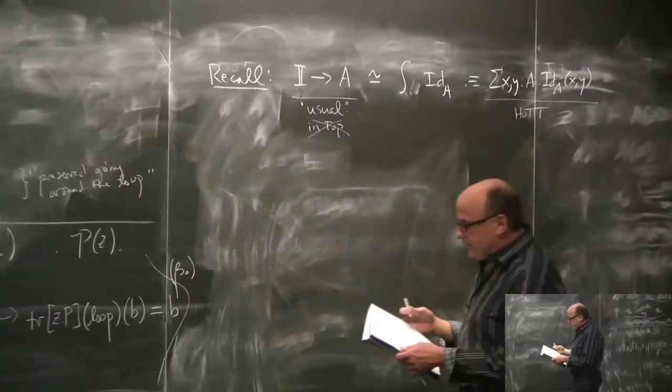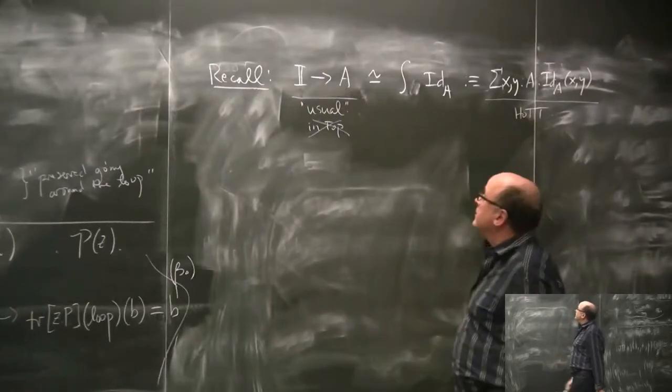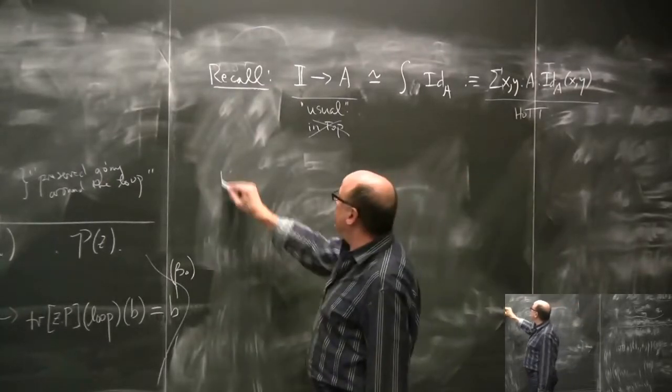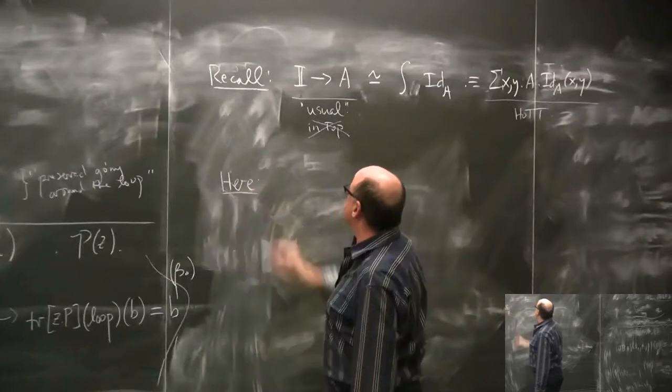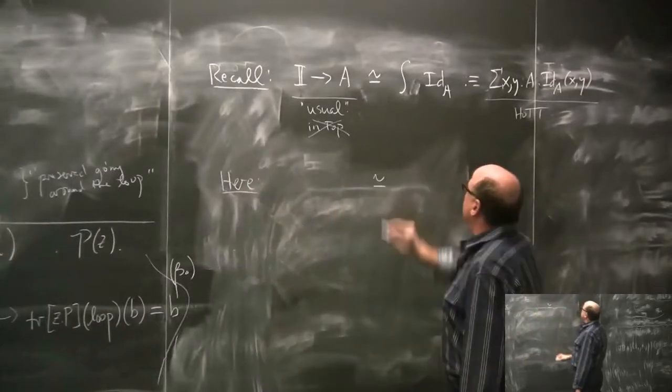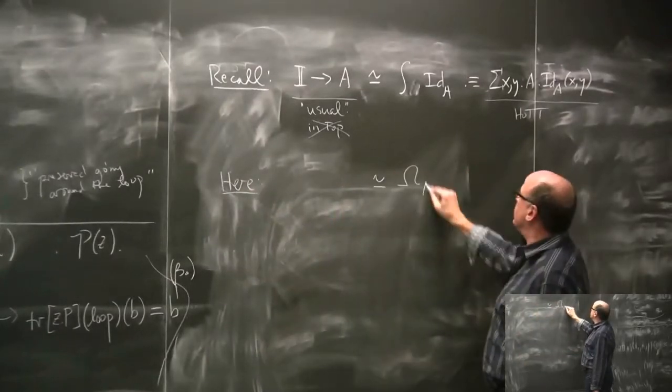So it turns out you can do the same sort of thing. So what we'll say here, now that we have S1, there's a similar thing going on, which is a characterization of what is called the loop space of A.